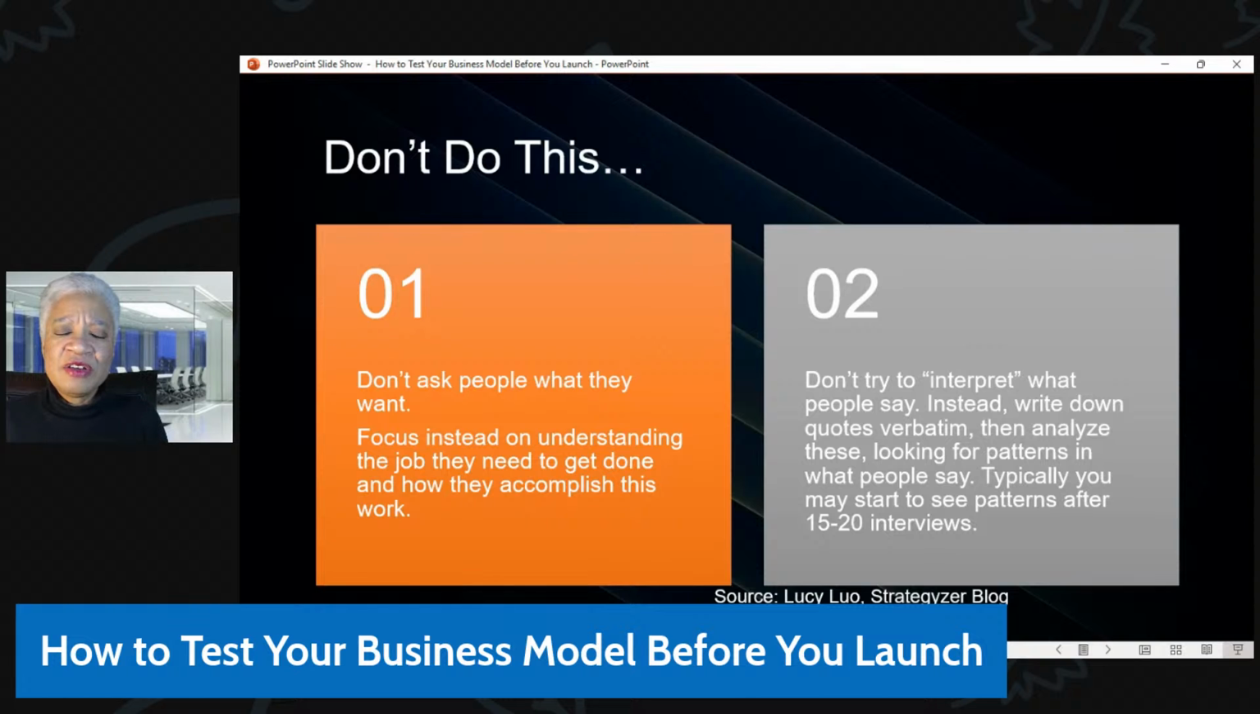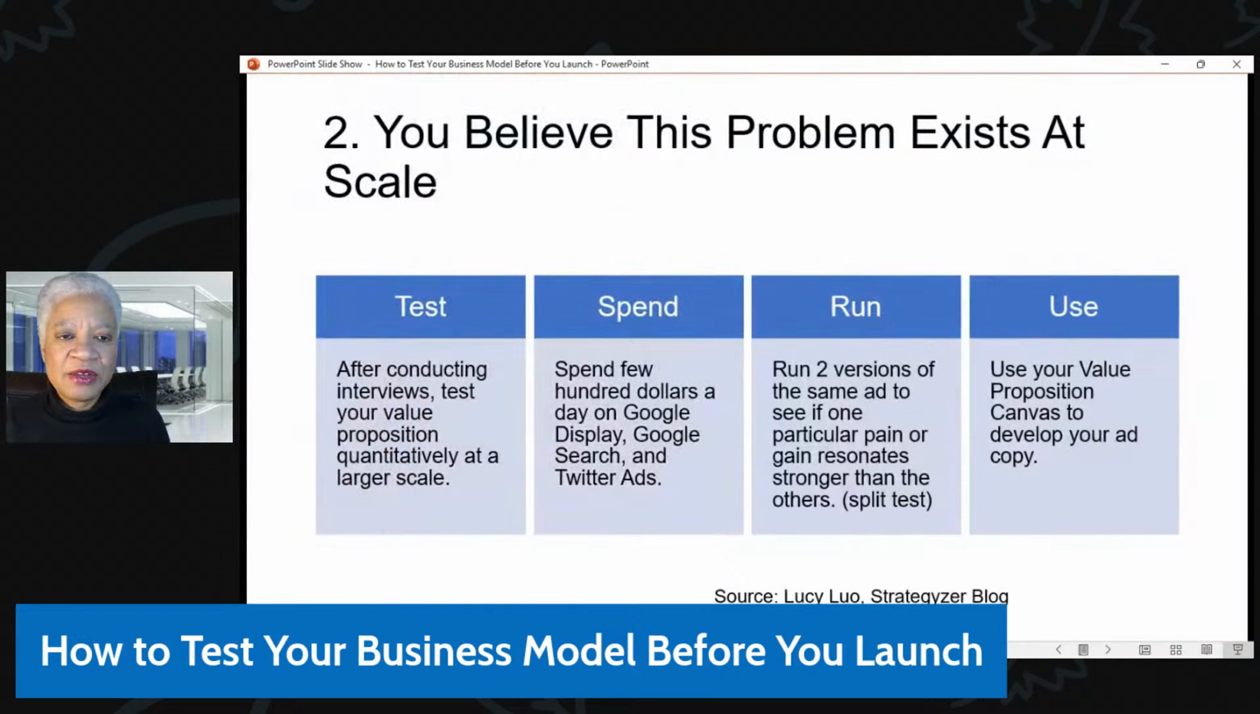And another thing is you don't want to interpret or make inferences about something based on what people say. In other words, you don't want to read into what they're saying. So if it's something you don't understand, something that you need clarification on, make sure that you ask follow-up questions so that there's no misunderstanding. There's no reason for you to leave it to your own interpretation. And again, you want to do about 15 to 20 interviews. All right, so the next belief you may have, right?